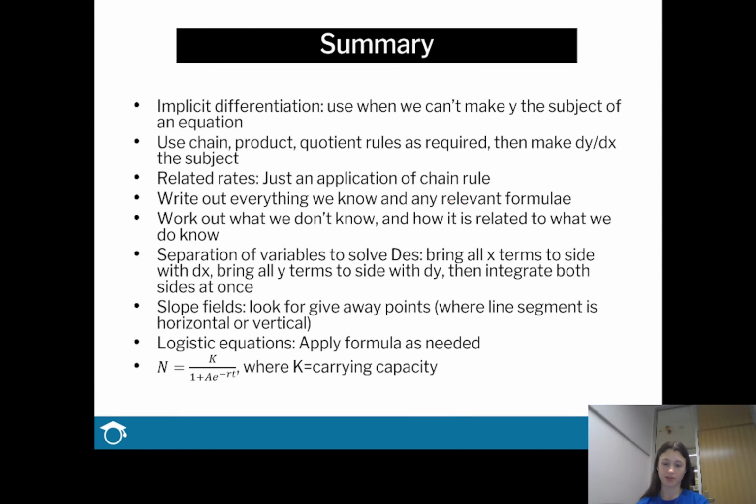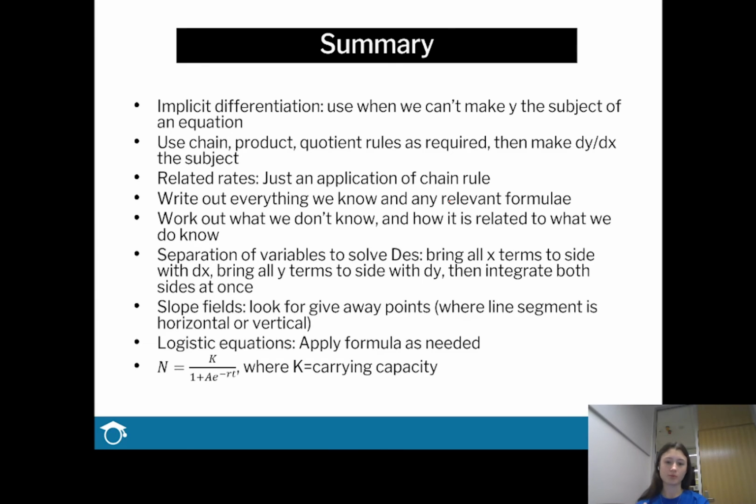Related rates is just an application of the chain rule. In general, you just need to remember any relevant formulas from your formula sheet, or similar triangles, or any other properties of the shape that you're working with. And then you need to work out what you don't know, and how it's related to what you know, using the chain rule.